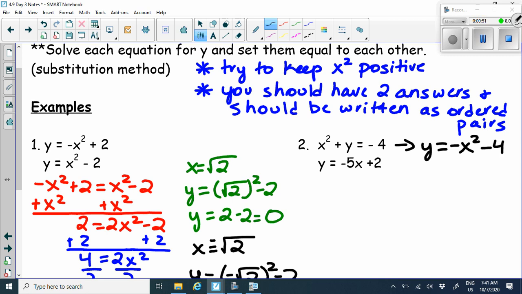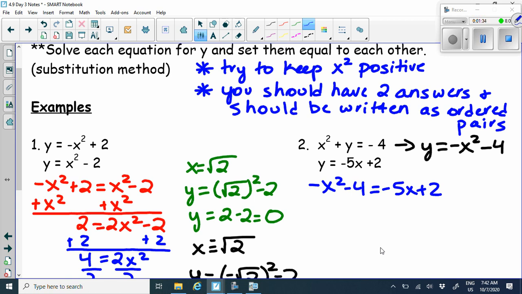Okay, now that we solved each equation for y, we're going to set them equal to each other. So I have negative x squared minus 4 equals negative 5x plus 2. Okay, so now remember, we want to try to keep x squared positive. And notice here it's negative, so I definitely will have to move it over to the right side. Now, our next thing is to decide, are we going to be factoring or are we going to be taking the square root? If we factor, we have to make sure we set our equation equal to 0. So move everything to one side. If we are solving by taking the square root, then we keep the base squared on one side and move everything else to the other.